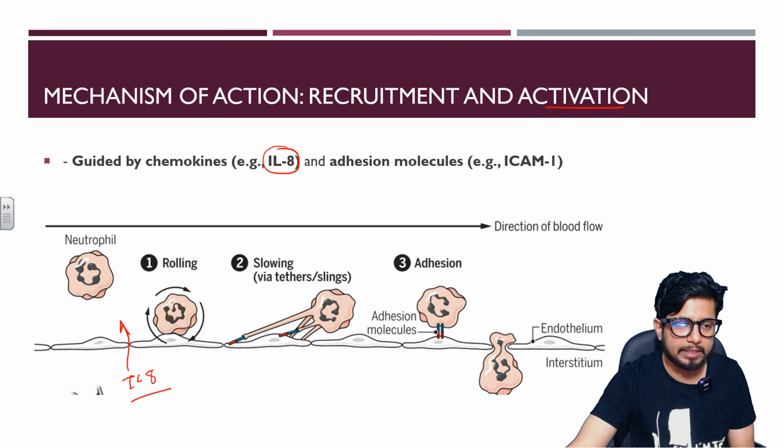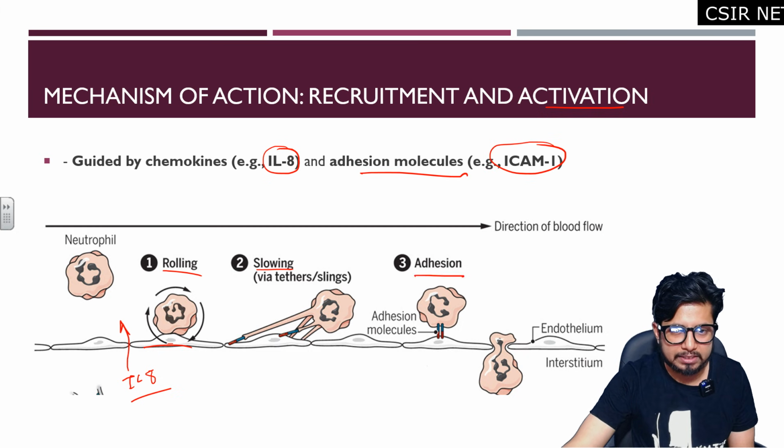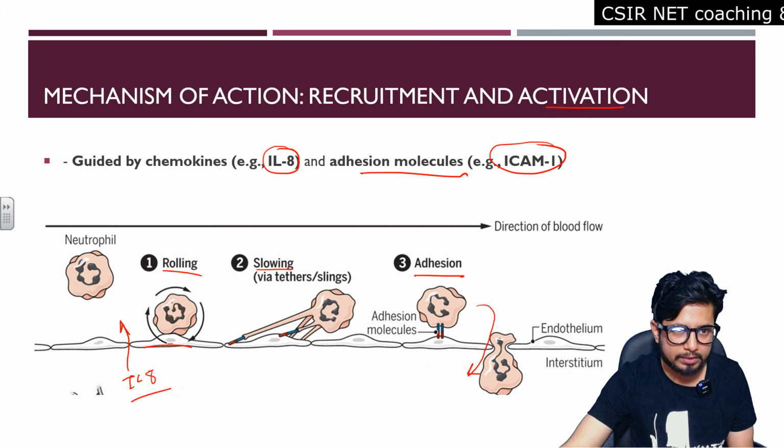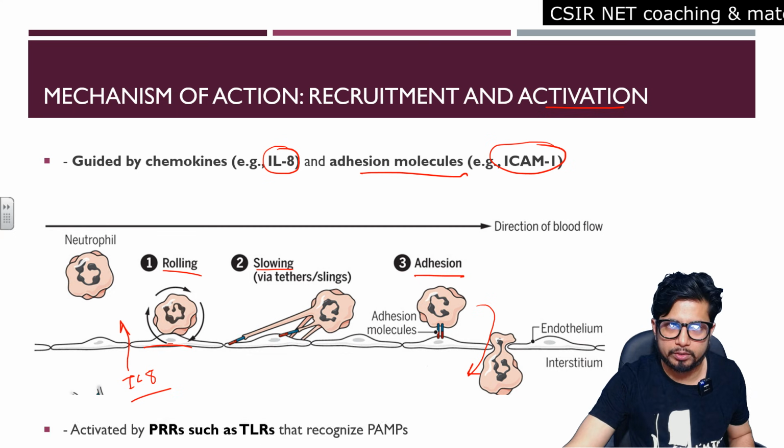Okay, the interleukin 8 mediated chemotaxis mechanism works, and neutrophils start to adhere to the endothelial cells. You can see these are the endothelial cells. Neutrophils adhere there, rolling and then slowing with the help of adhesion molecules like ICAM1 and VCAM1, and then the adhesion is completed. After that, the neutrophil squeezes through these endothelial cells into the infected tissue.